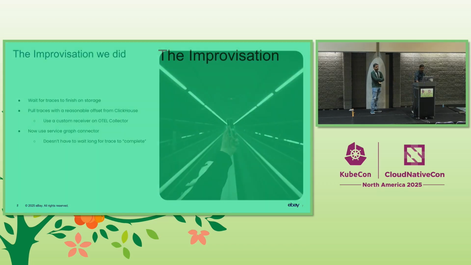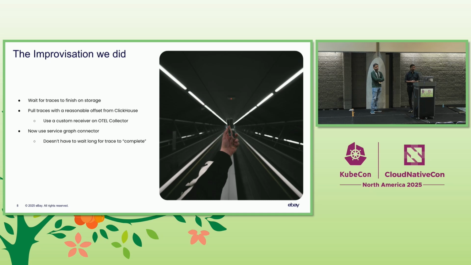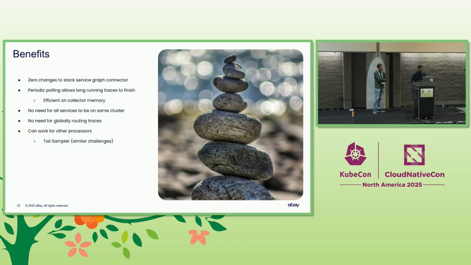Yeah, so because we are doing this, we wait for the traces to finish in storage, and then we pull traces with a reasonable offset. So typically we do 5 minutes because we feel that 5 minutes is reasonable enough time for most of the calls to complete. For all the anomalies, we frankly don't care. We'll find a different way to solve it in the future. And the custom receiver just simply does select star every 5 minutes. So this basically allows us to not tamper with the service graph connector that's available in OpenTelemetry contrib.